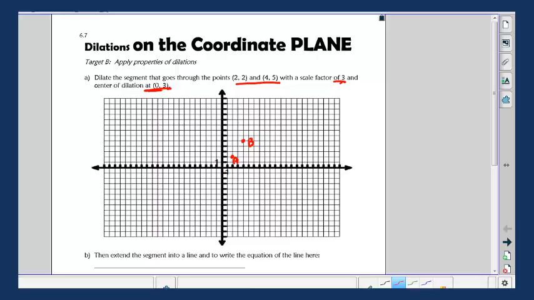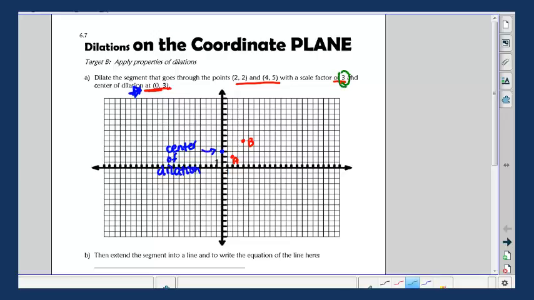It tells you a scale factor of 3, but the next thing I need to plot is my center of dilation. Please note that this is not at (0, 0). It's at (0, 3), which is a y-intercept. So that's my center of dilation. It's really important to note that. A lot of people tend to try to count from (0, 0), but you have to make sure you're counting from the center of dilation given to you.